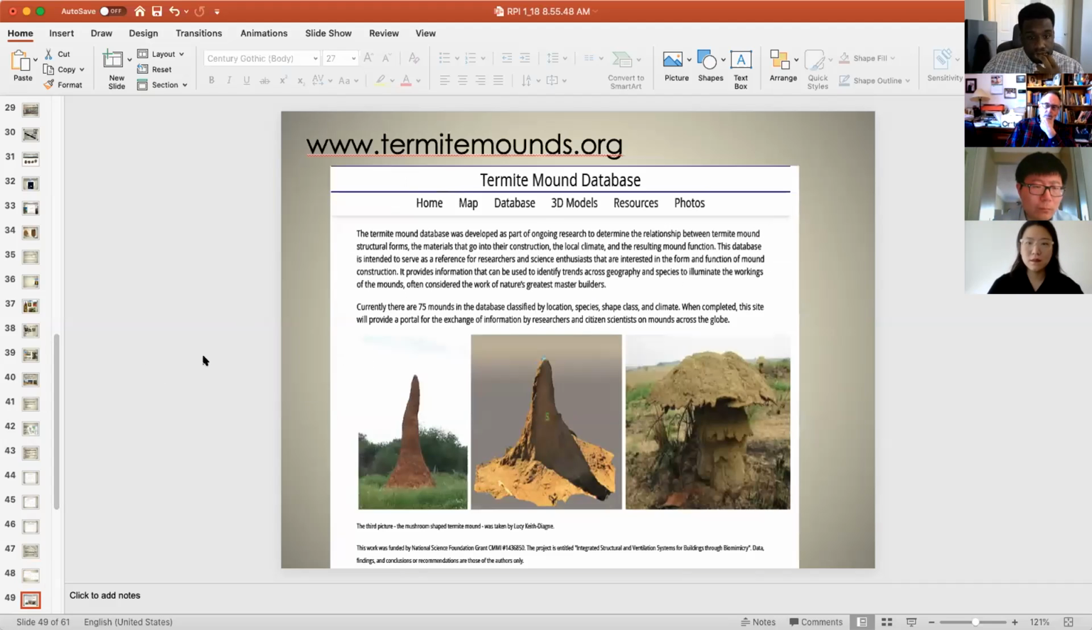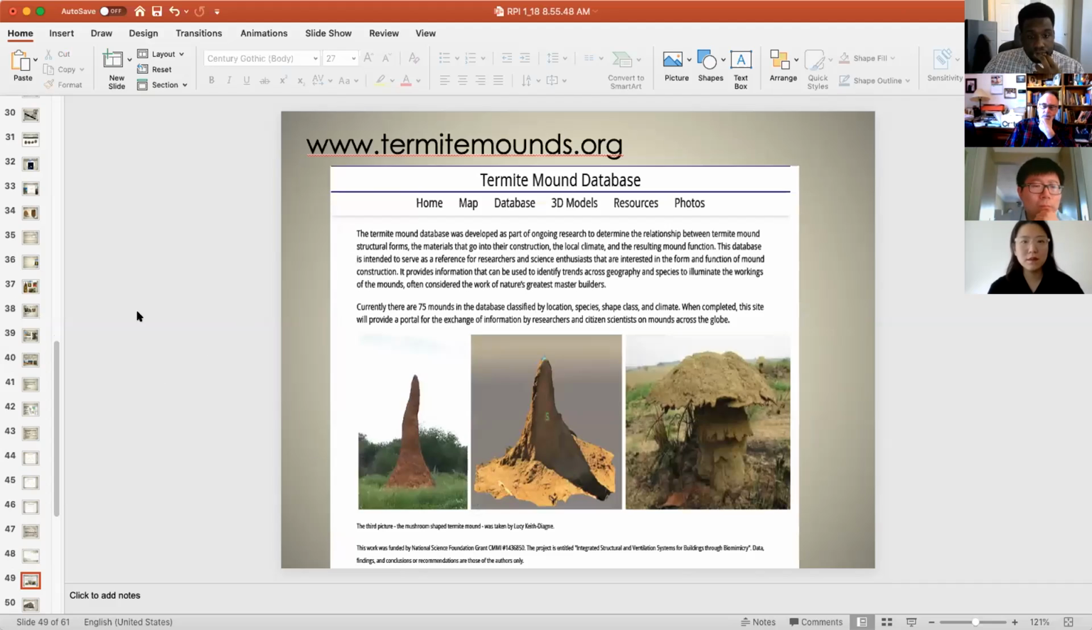So what we did was develop a database of termite mounds, which at the moment is not up, and I'm ready to kill an undergraduate student. But I did want to point out that I'm going to switch my screen in just a sec. Let me stop share, and I'm going to do a different screen share here. And let's see, yeah, here we go.